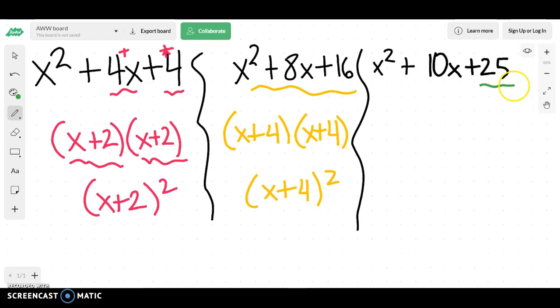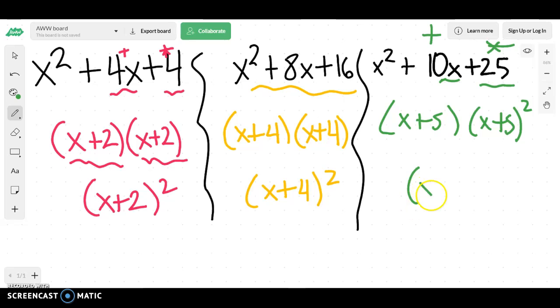If we look at this one, we think about what multiplies together to give us this and adds together to give us this. That'd be x plus 5 and x plus 5. And we could write that one as x plus 5 squared. Now the nice thing that you should be able to notice is a couple of patterns. Like, how does this number relate to this number? Every single time.